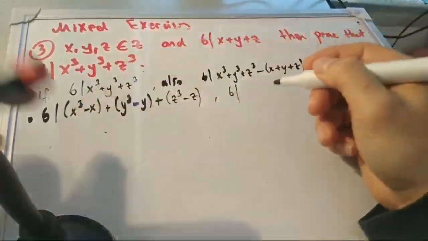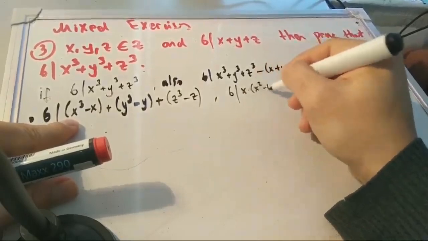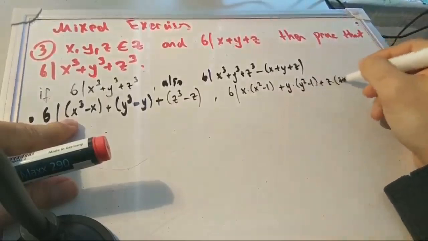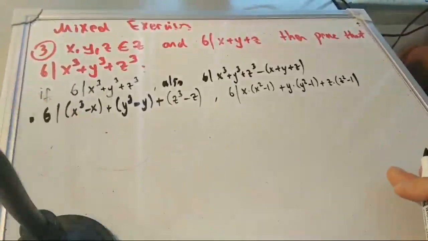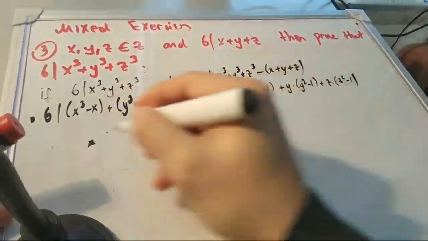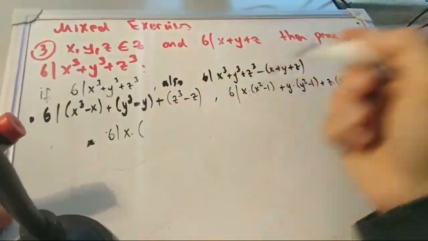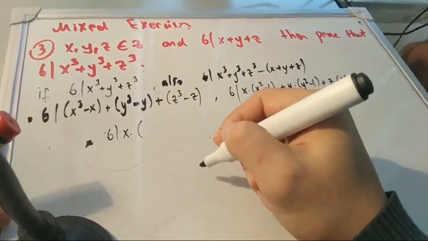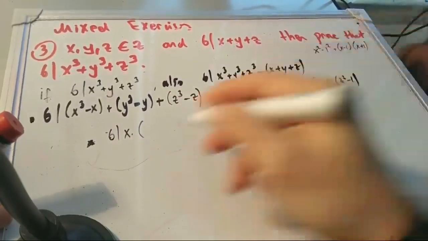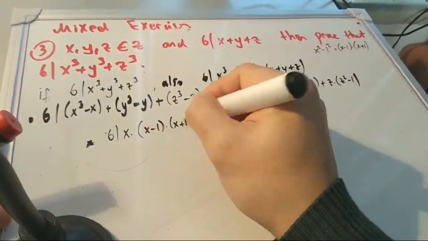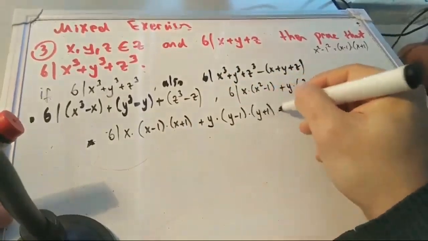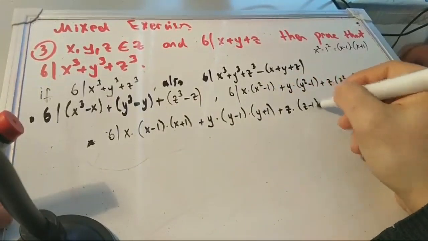6 divides X cubed minus X, where the common factor gives X times X squared minus 1, plus Y times Y squared minus 1, plus Z times Z squared minus 1. So 6 divides X times X squared minus 1, which is a difference of two squares. Remember, a squared minus 1 squared. X squared minus 1 will be X minus 1 times X plus 1. So X minus 1 times X plus 1, plus Y times Y minus 1 times Y plus 1, plus Z times Z minus 1 times Z plus 1.